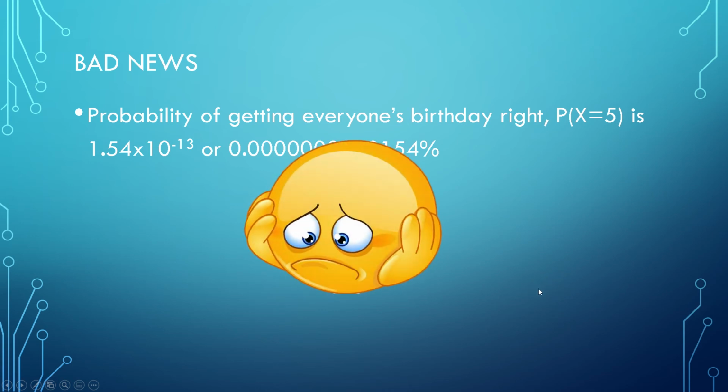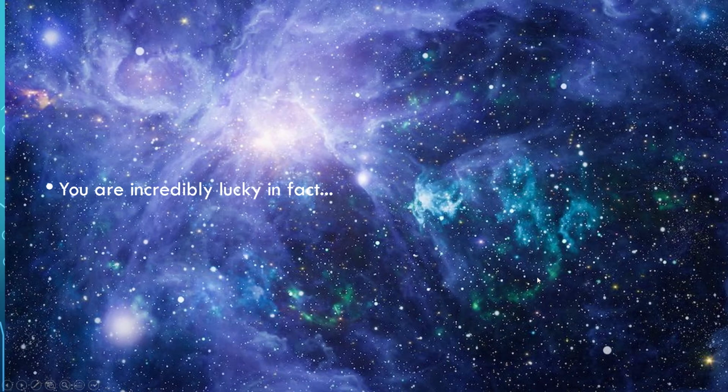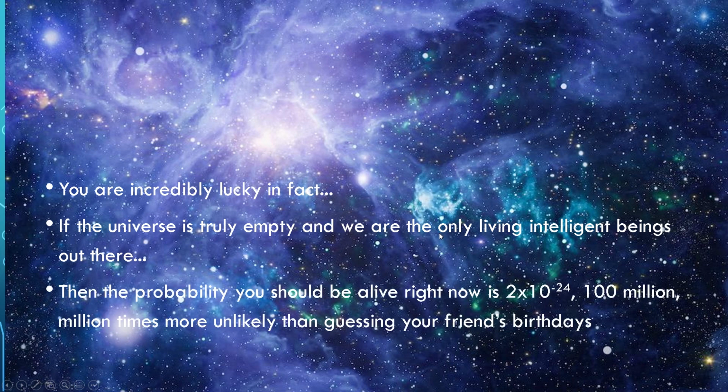So, if like me you're not brilliant at remembering birthdays, it seems that very unfortunately the odds are not in your favour. However, even after such a likely humiliating defeat, you may still consider yourself very lucky. Evidence shows that your existence in the universe right now is magnitudes more improbable than that of even guessing 5 friends correctly, as it seems we may be the only forms of intelligent life out there, which suggests that the probability you should be alive right now is 2 times 10 to the minus 24, which is over 100 million times more unlikely than that of guessing all your friends' birthdays.